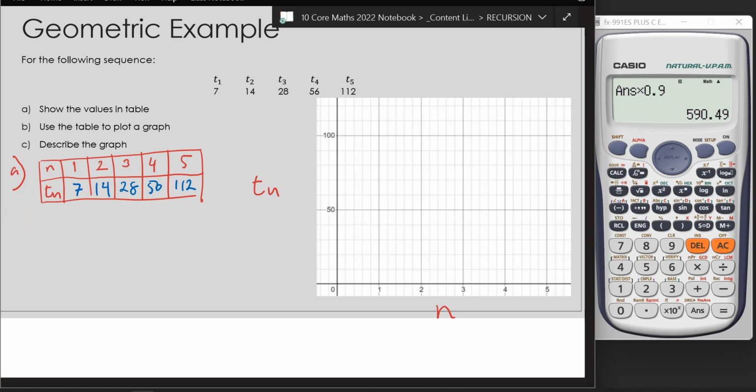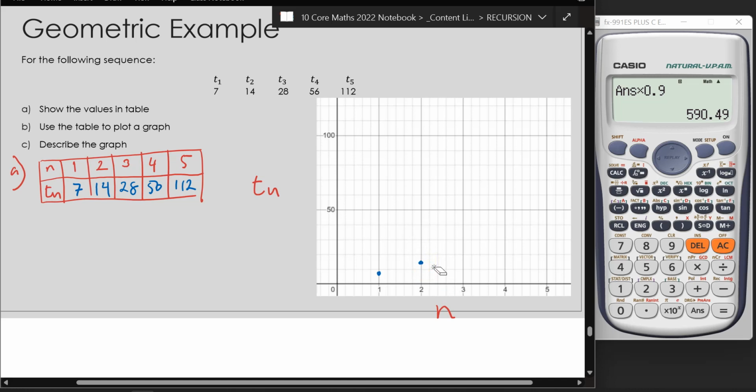Term number 1 is 7, so the value for the first term is 7. So this is a bit tricky to graph, but I can see that this goes up to 50, then 100, so I'm assuming each of these go up by 10. So 7 should be about here somewhere. Value number 2 is 14. Okay, so if that's 10, that's 20, 14 will be about here somewhere, just below the 15 line.